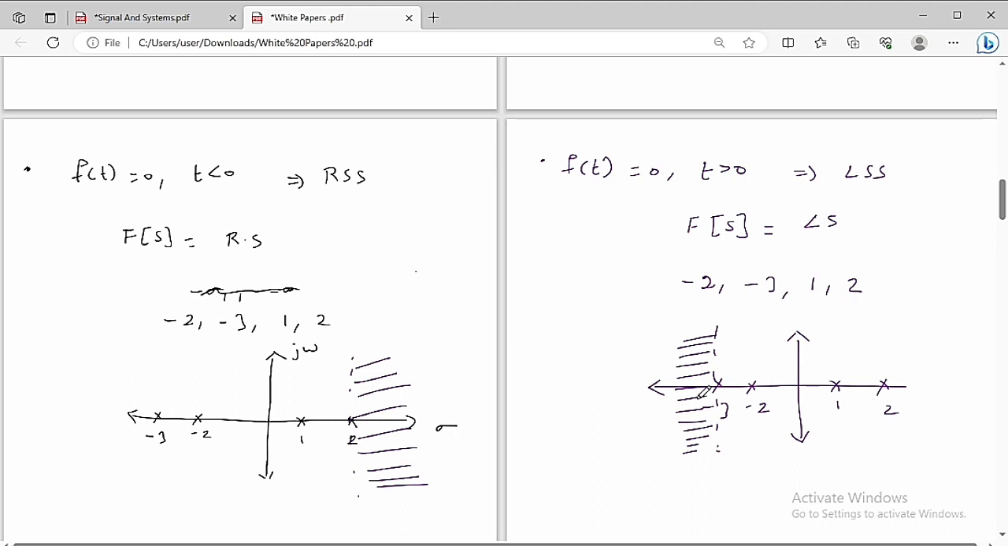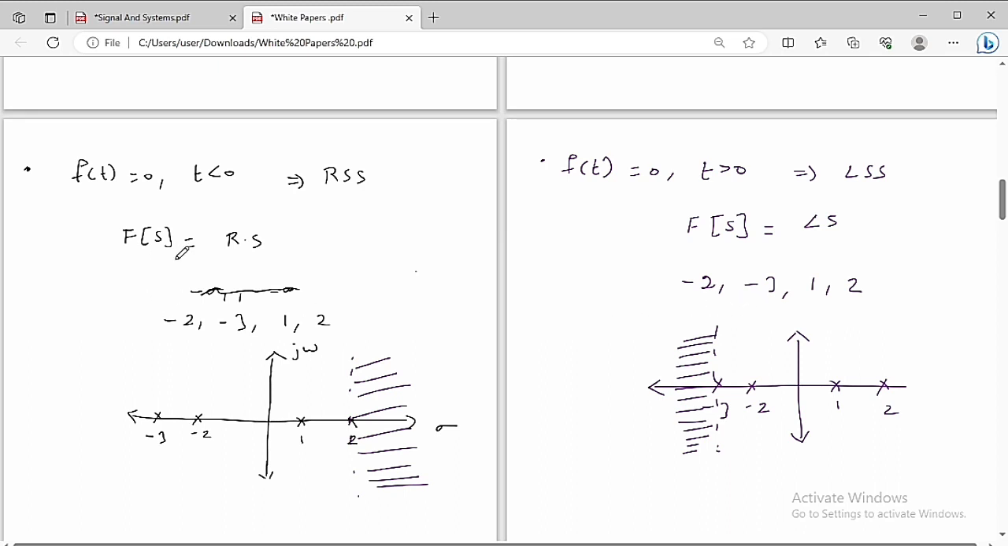So finally, if I conclude the two concepts, listen carefully. The ROC of the right sided continuous time signal starts from the rightmost pole. Similarly, the ROC of the left sided continuous time signal starts from the leftmost pole. So we can say the ROC of the right sided continuous time signal starts from the rightmost pole, whereas the ROC of the left sided continuous time signal starts from the leftmost pole. This point you always have to keep in your mind.